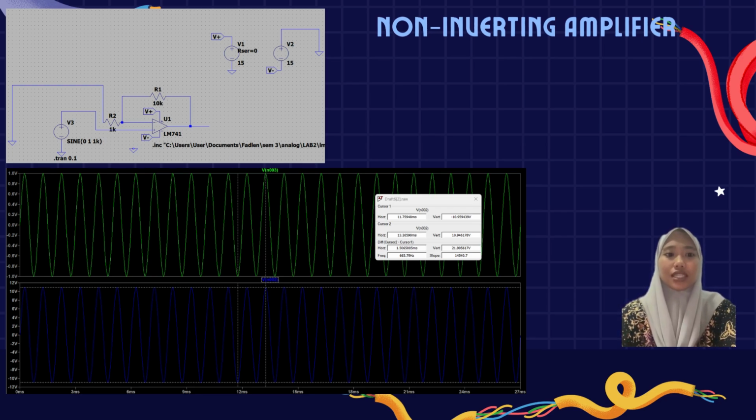The function is it amplifies the input signal without changing its phase, a 0 degrees phase shift. The output signal is an amplified version of the input signal.